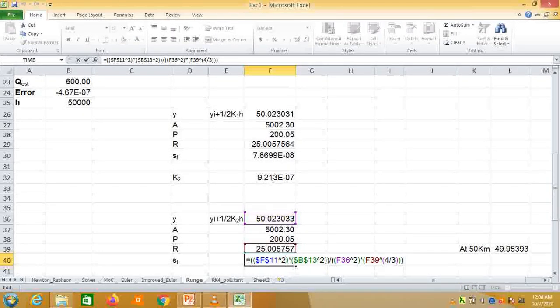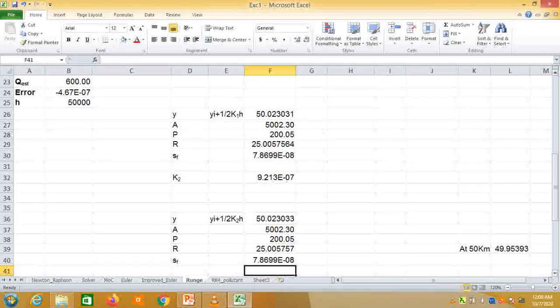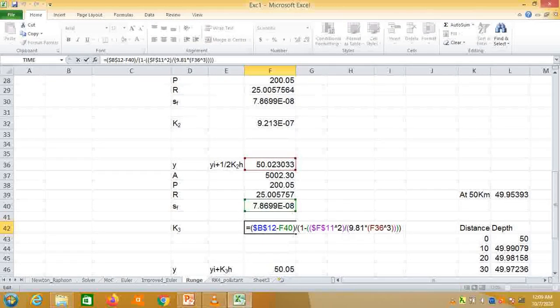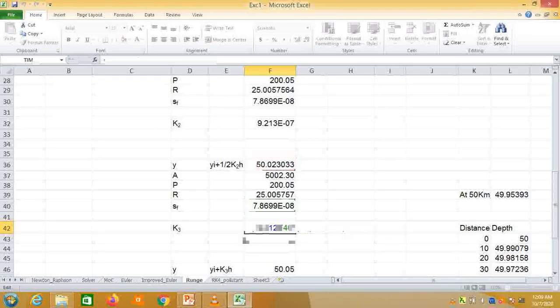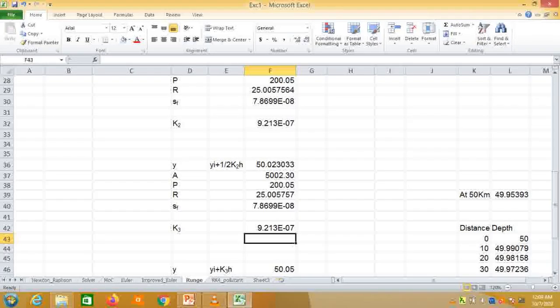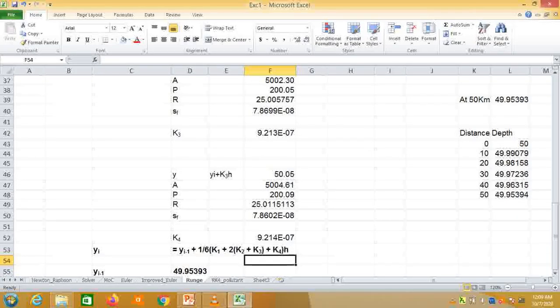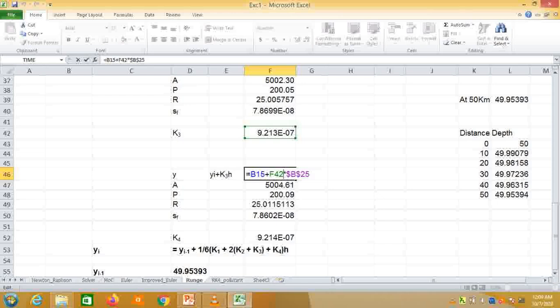So using this value of SF, that's the friction slope at K3. And then you can easily obtain K3, which is dy per dx, which is the bed slope minus the friction slope, which you have computed, over 1 minus q square over g times depth cubed. So that's K3. So it's also midway between the downside and at 25 kilometers upstream. And then ultimately at 50 kilometers, it's going to be yi, which is 50 meters, plus K3, which you have computed, times h, which is 50,000 meters.